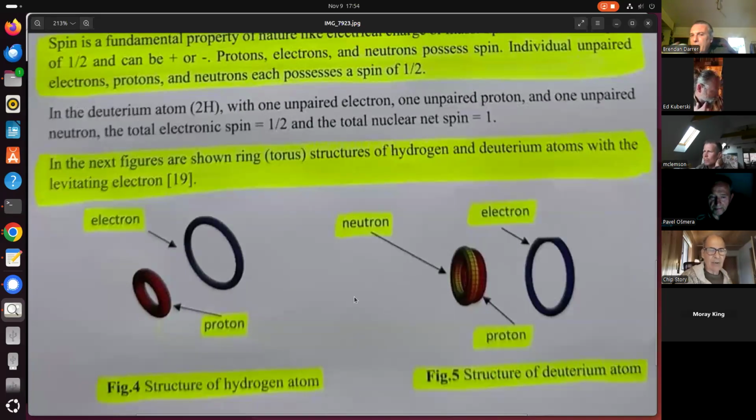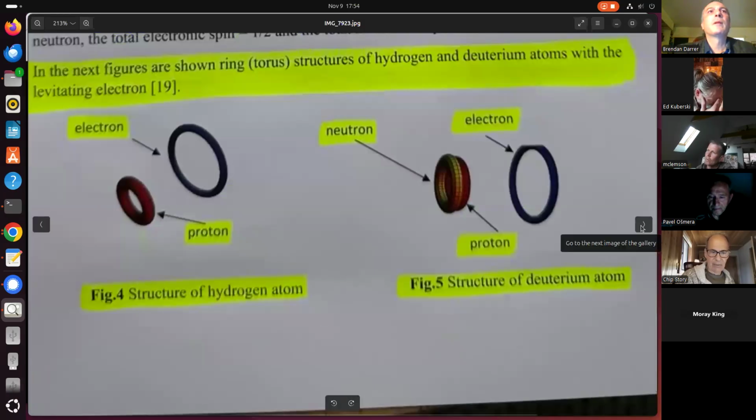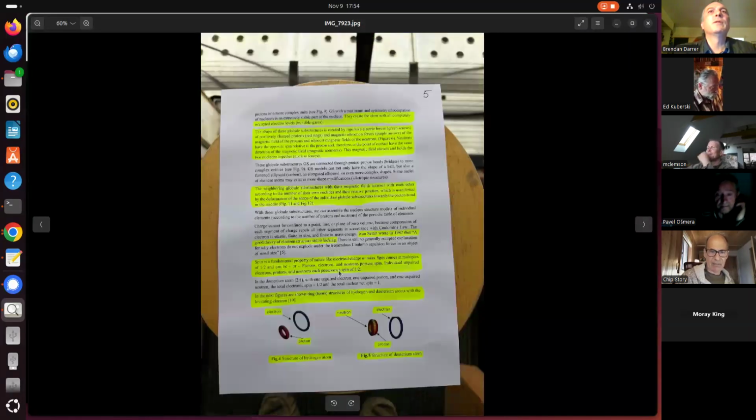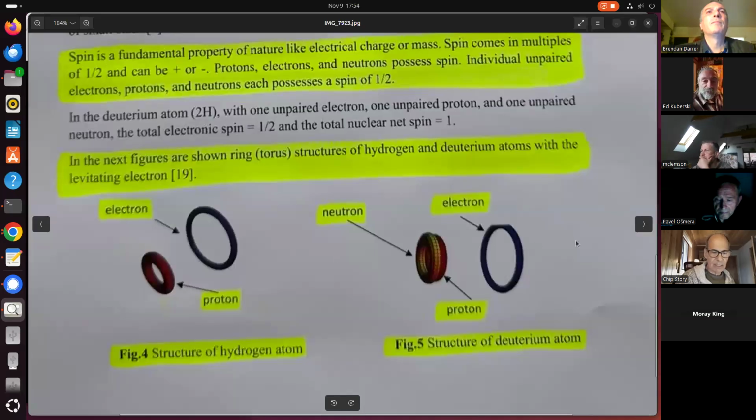In the next figures are shown ring torus structures of hydrogen and deuterium atoms with a levitating electron. Amazing diagrams here, combining electron and proton, combining electron, neutron, and proton. Deuterium atom combining all three. Now the next page is where you're going to see how it's not the same as classical. This is Pavel's theory, which again, I believe you deserve the Nobel Prize for this.